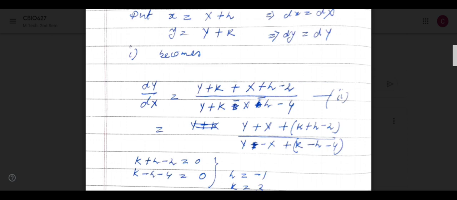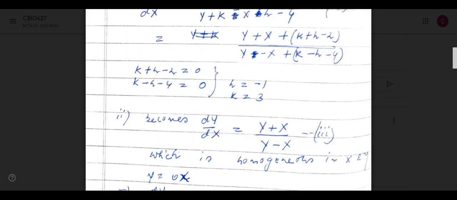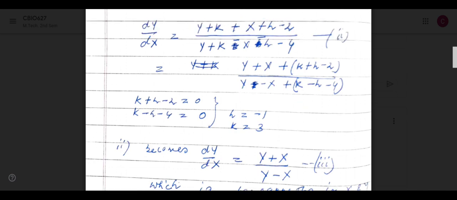From this equation, what is a, what is a dash, what is b, what is b dash? First you tell me what is a here. The equation is y plus x minus 2, y minus x minus 4. Compare with ax plus by plus c, a dash x plus b dash y plus c dash. What is a here? 1. And a dash? Minus 1.